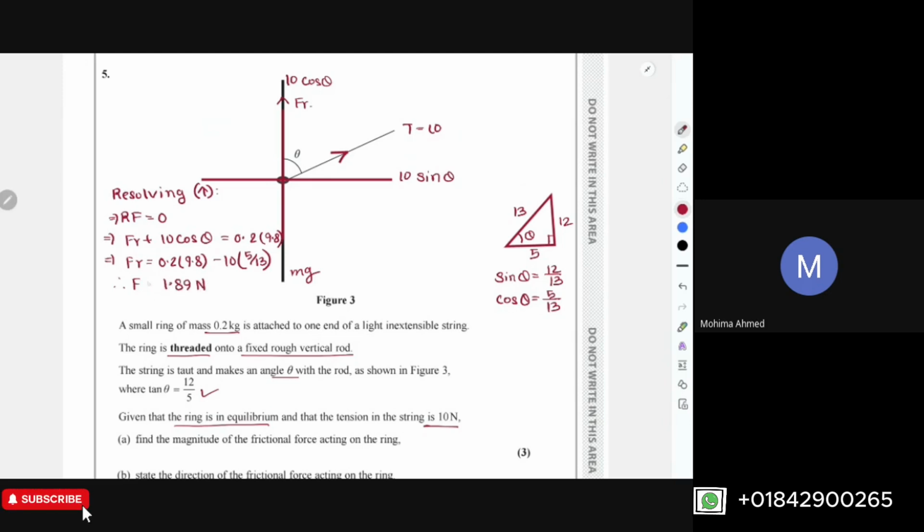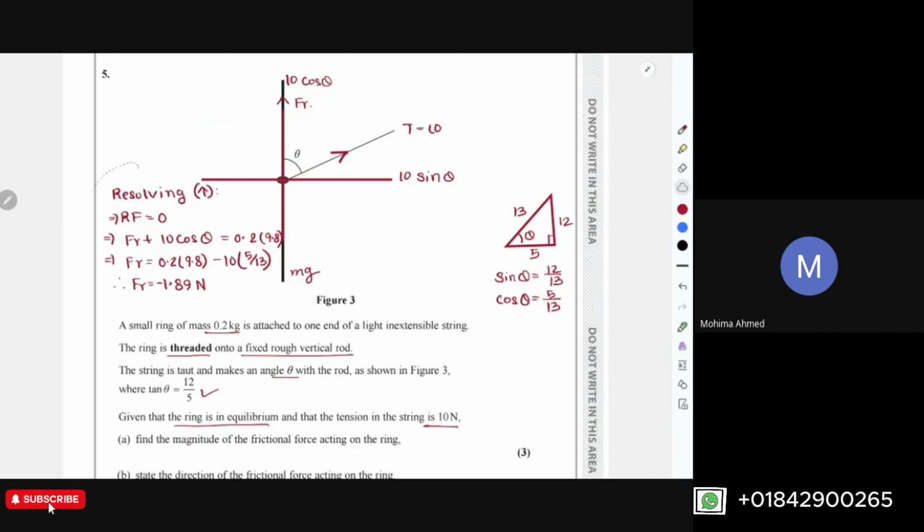The reason for the minus sign is what I assumed, right? To be honest, they never say that the ring will move down the rod. Because of the tension, the ring might be about to move up the rod, right? So in that case, if I assume the direction of friction wrong, then obviously my calculation will give you a minus sign value. This minus sign represents that, okay, you assumed it in the upward direction, but in real life, the friction was actually acting in the downward direction, okay? So that's why your answer came out negative.